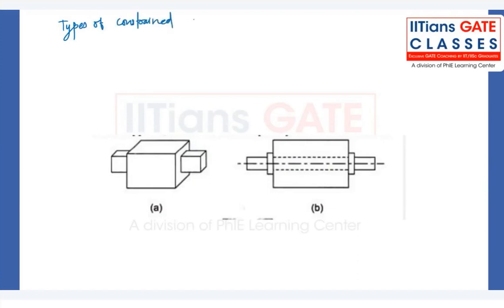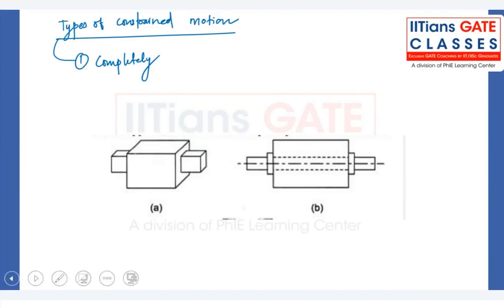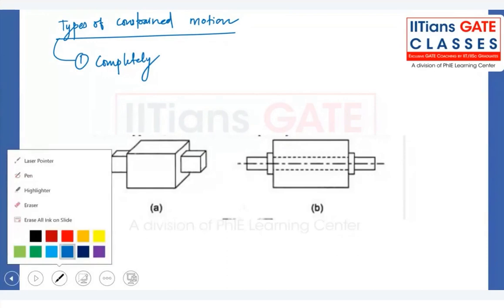There are three types of constraint motion. One is completely constrained motion. Completely constrained motion is that whenever motion between two elements of a pair is in a definite direction irrespective of force applied. So let's try to understand this definition through these two examples.